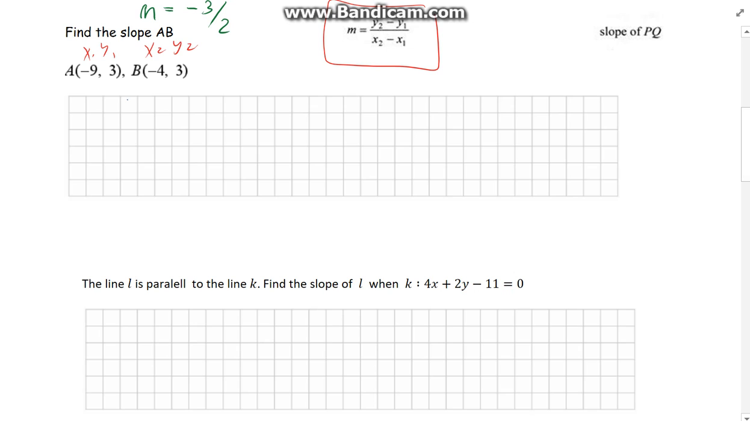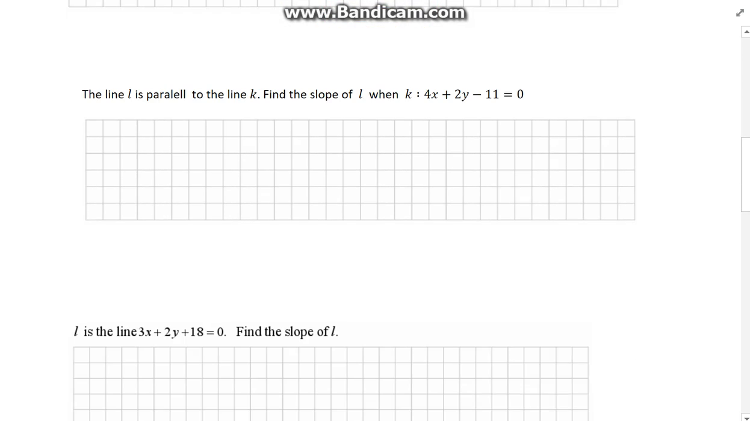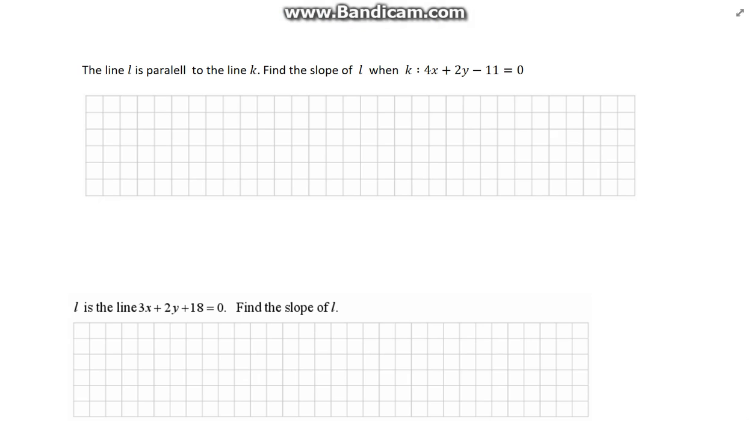So we fill into our formula. We have y2, which is 3, minus y1, which is 3, all over x2, which is minus 4, subtract x1, which is minus 9. So I have 3 minus 3, which is 0, all over minus 4 plus 9. It's going to be 0 over 5. Anytime there's a 0, your calculator will tell you anyway it's 0. So the slope of AB is equal to 0. Right, so next one, when they talk about parallel slopes.